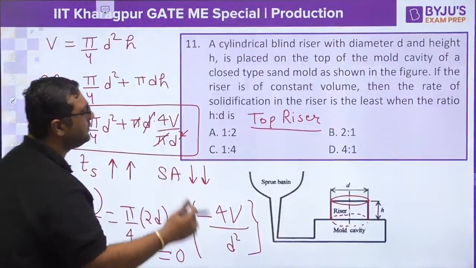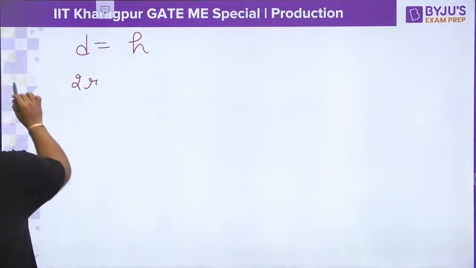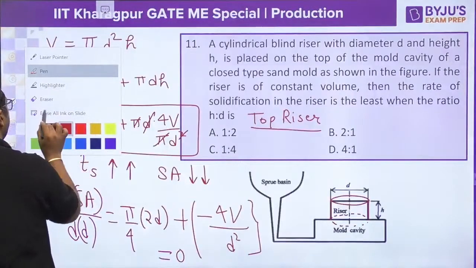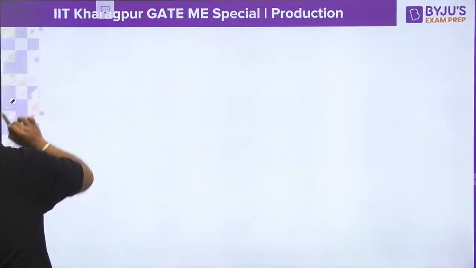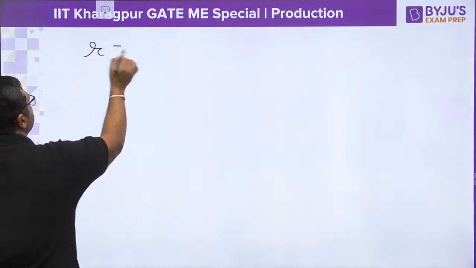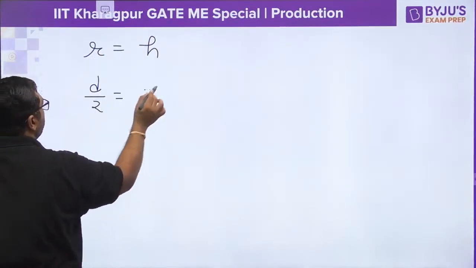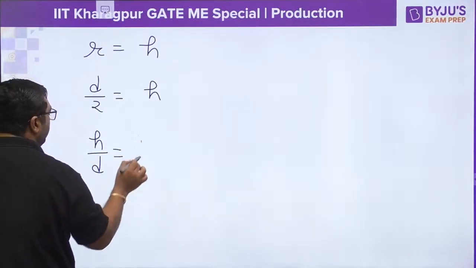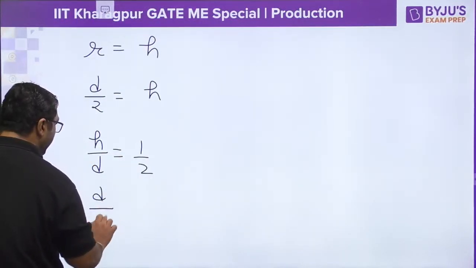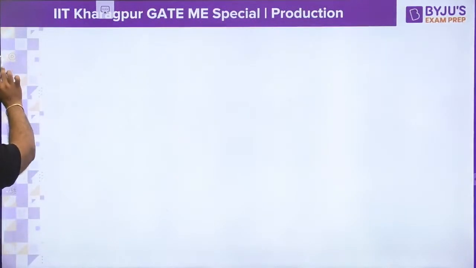It has been asked the ratio of h versus d. Sorry, I have written it wrongly. You will get r equal to height for the top riser. r = h. So my dear, r is d/2 = h. So h/d will be 1/2, or d/h will be 2. This is how you can solve it.